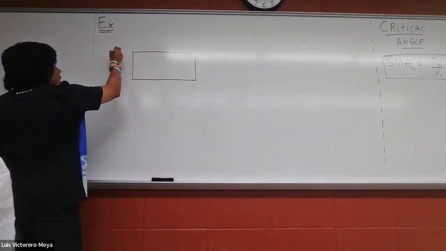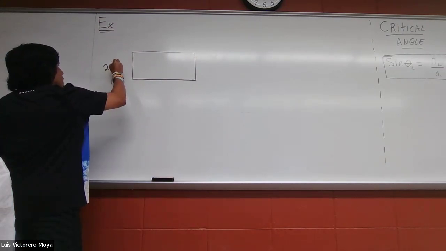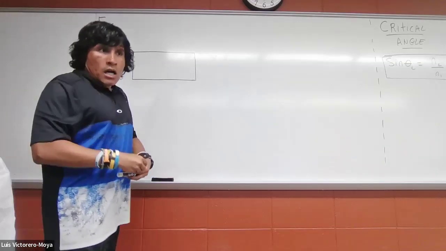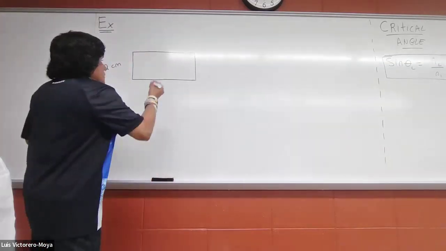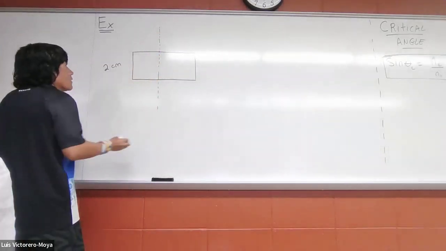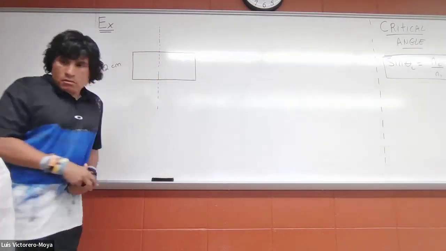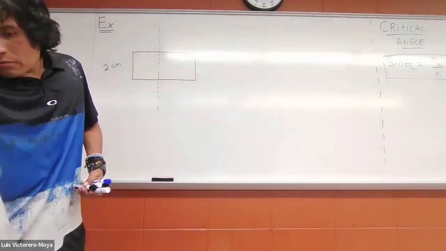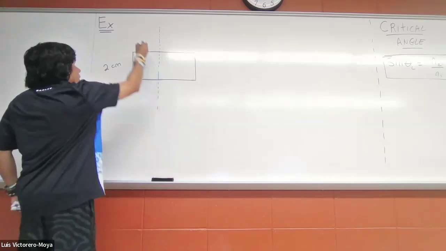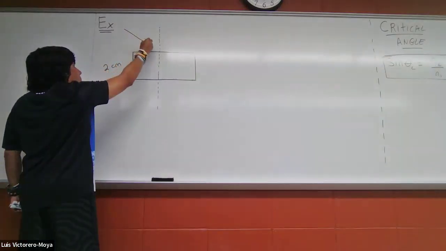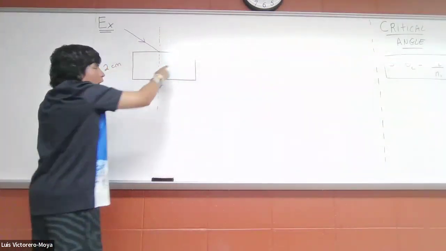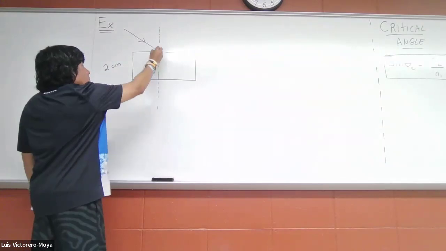Okay, this is 2 centimeters wide, or width. They do show you the normal. So they draw you a normal here. And you have light, white light, incoming, like this. All right, from air to glass. So you know what happens.